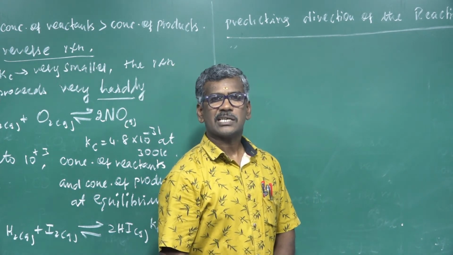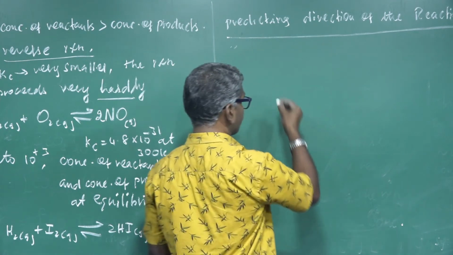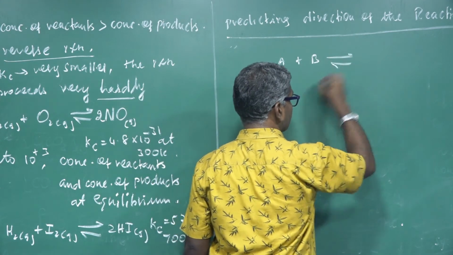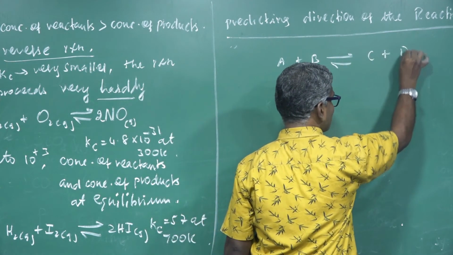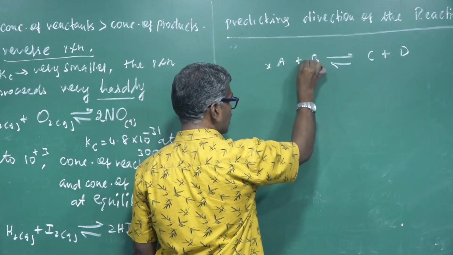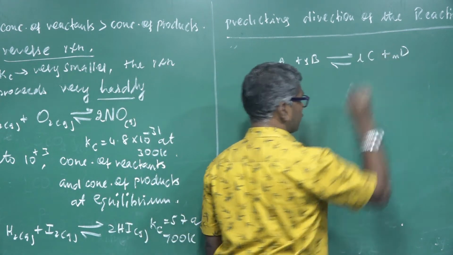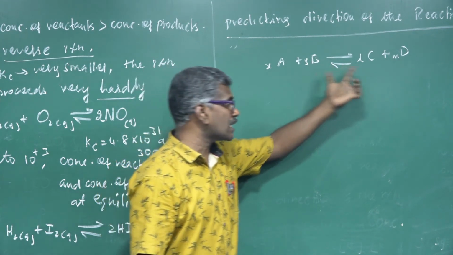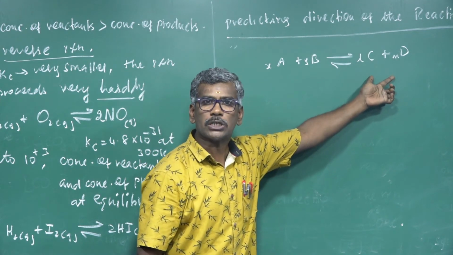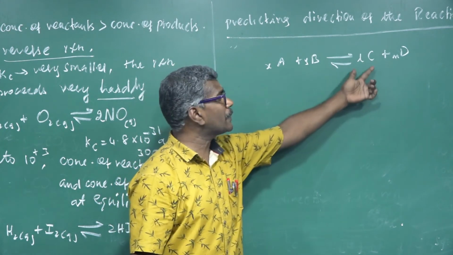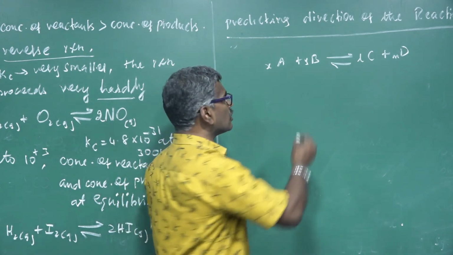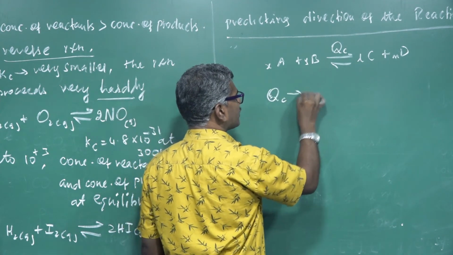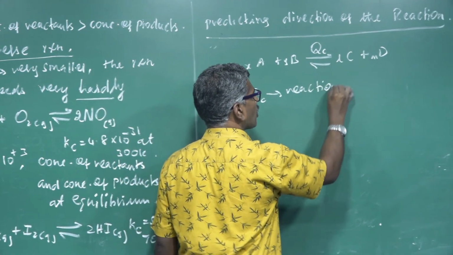Let us consider a general chemical equilibrium reaction, for example, A plus B exists at equilibrium to form C plus D, with balanced equation coefficients x, y, l, m. Here, a different set of initial concentrations of reactant and product is not equal to the equilibrium concentration. Now we introduce Qc, the reaction quotient.